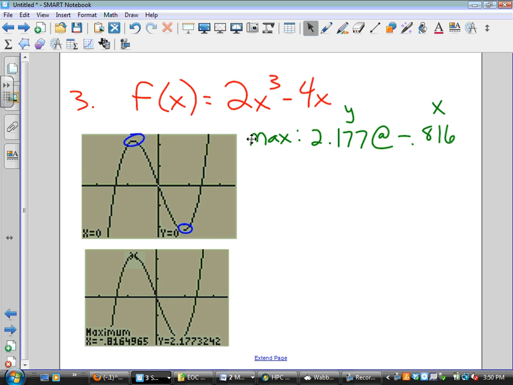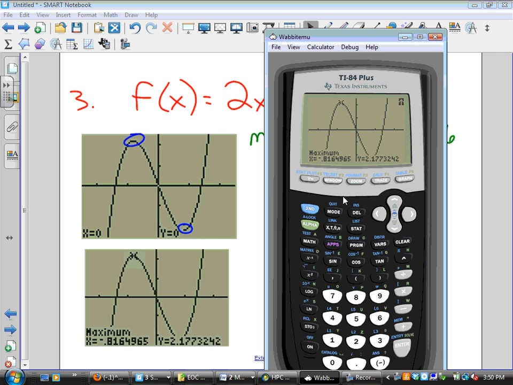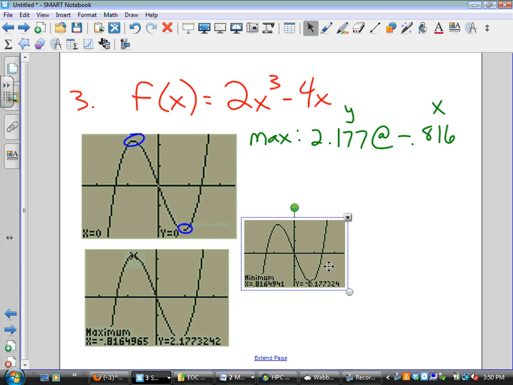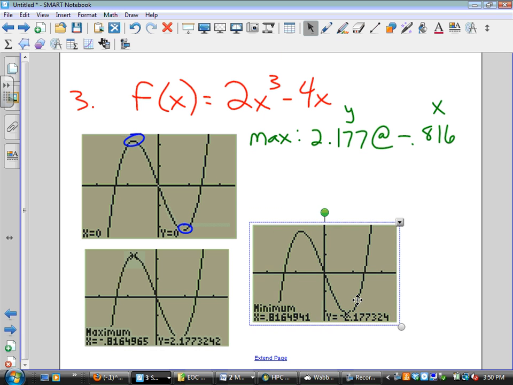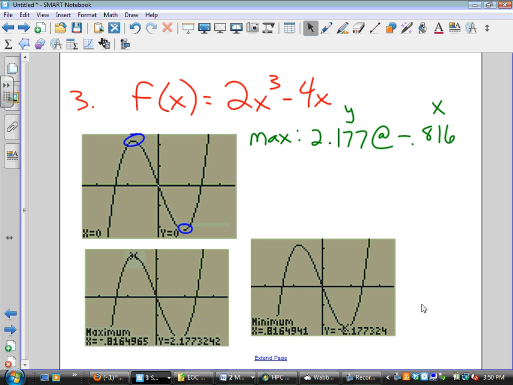Now we can repeat that same process for the minimum. So go back to our calculator here, and instead of maximum, we're going to choose minimum. Left bound, we want to make sure we are to the left of where we know the minimum is, just by looking at it. And then it's going to say right bound, go to the right, and guess is in the middle. Okay, so similar situation here, just flipped over because it's an odd function.